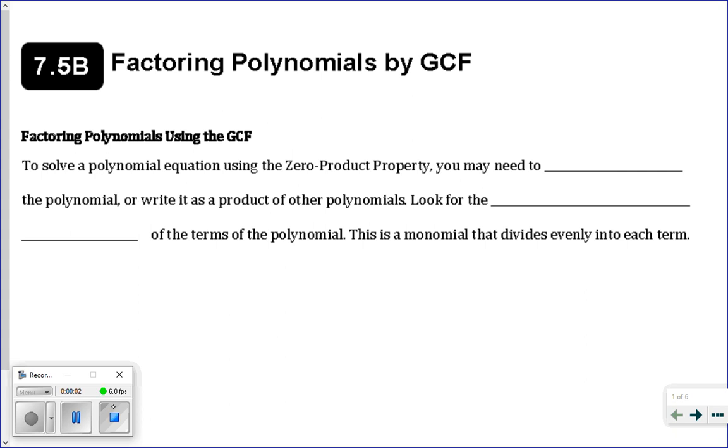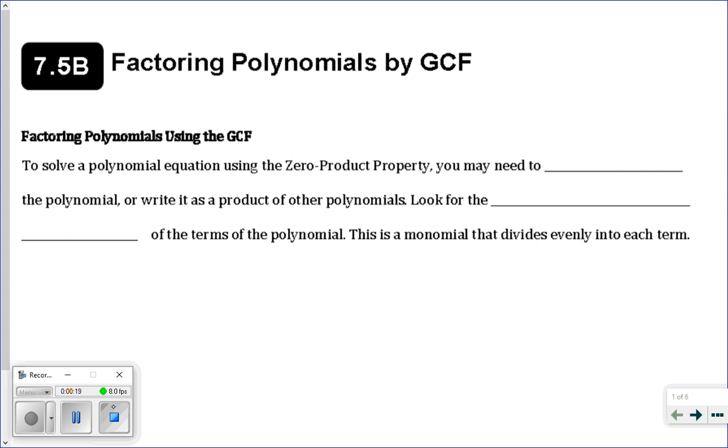In lesson 7.5b, we are going to factor polynomials by what we call GCF, which means greatest common factor, in order to prepare them to be solved using the zero product property. So let's go through our vocabulary first.